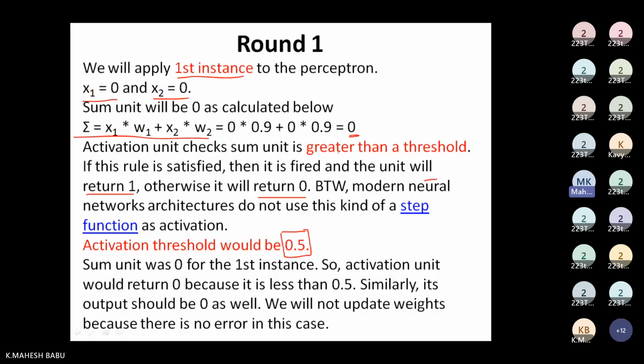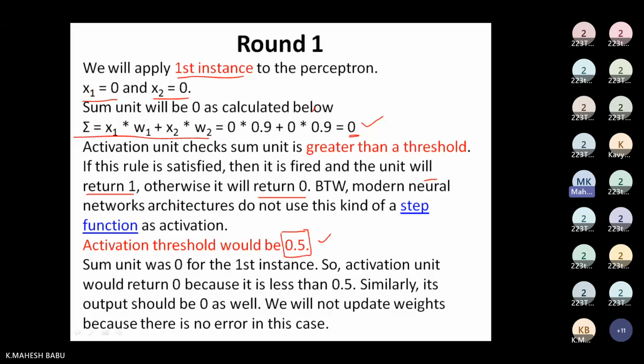Here I got the value 0, and I verify whether 0 is greater than 0.5 or not. If it is more than that, the output is generated as 1. If not, it gives output 0. So here the sum value is 0 and the threshold value is 0.5. Is 0 greater than 0.5? That is not the case, so I write the output as 0.